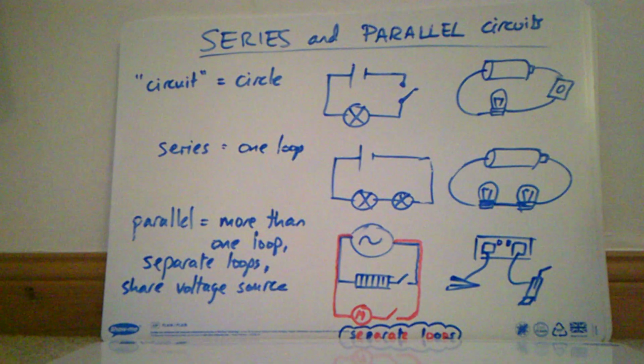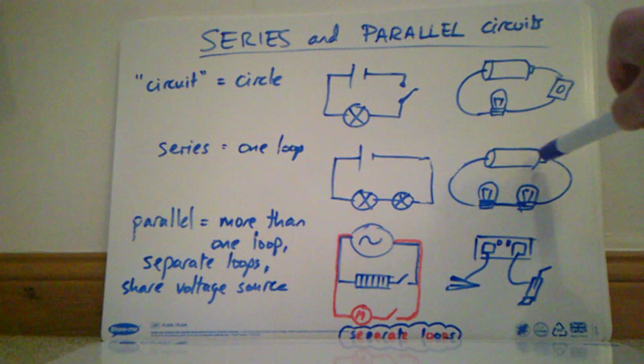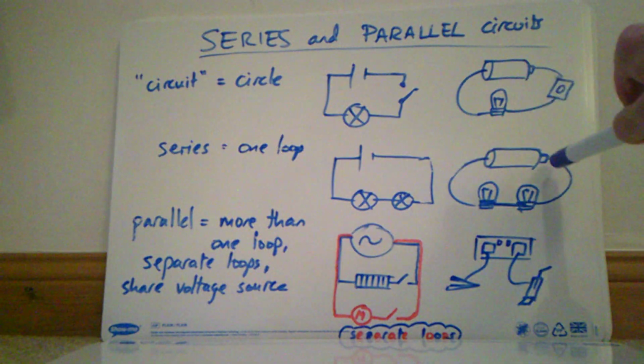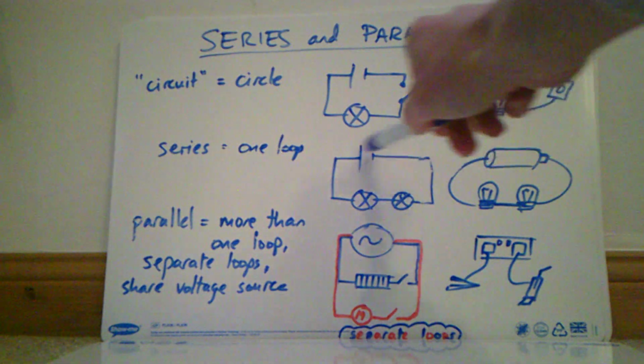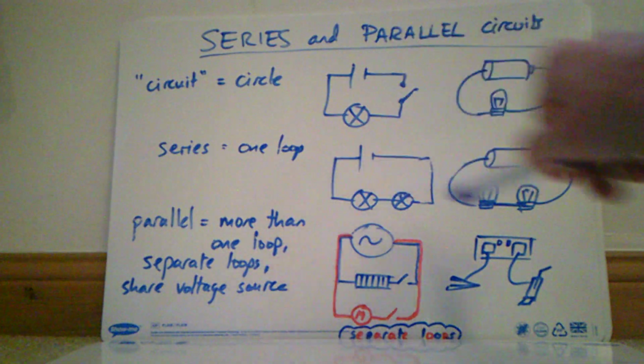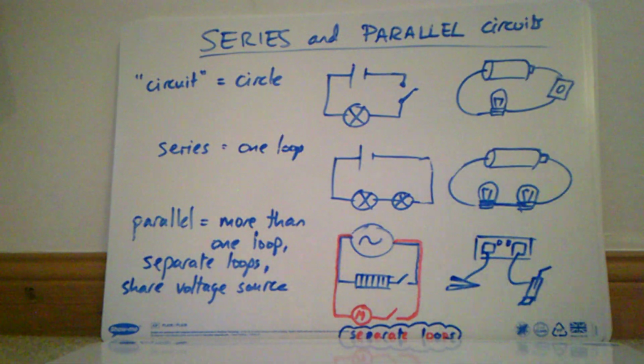Okay, circuit diagram, real life diagram. Series, there's just one loop. So this is the picture, battery, bulbs, and here's the circuit diagram. They're all in one loop. Yes, I know you've got multiple different leads, but there's just one loop. Parallel circuits, there's more than one loop. The loops are separate loops, they just happen to share the same voltage source.